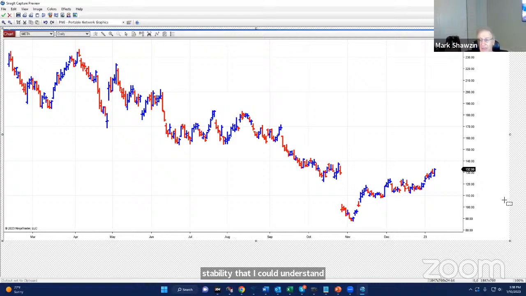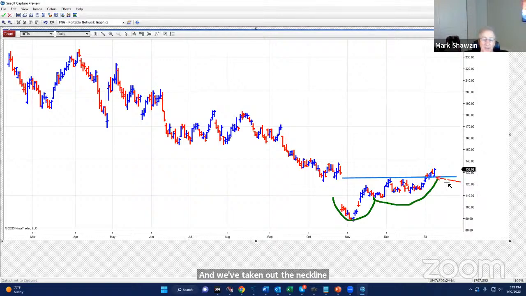So this has, I guess, a pattern in the form of a cup and handle. And we've taken out the neckline now, and you've got this key reversal. Made a new low today, closed on the high, and now is pointing in the direction that it looks like it wants to go. So it does have this basing pattern.